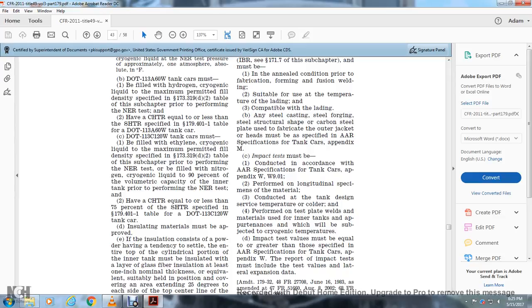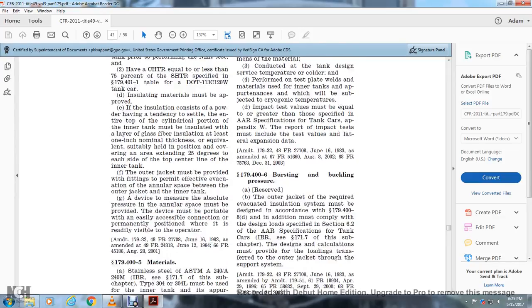Tanker cars, and Appendix W of the report impact test must include the test values and lateral expansion test. 179-406 bursting and buckling pressure. A. Reverb. B. The outer jacket with the required evacuated insulation system must be designed in accordance with the 179-400. D. In addition, must comply with the design load specification section 6.2 of the AR specification tank cars.